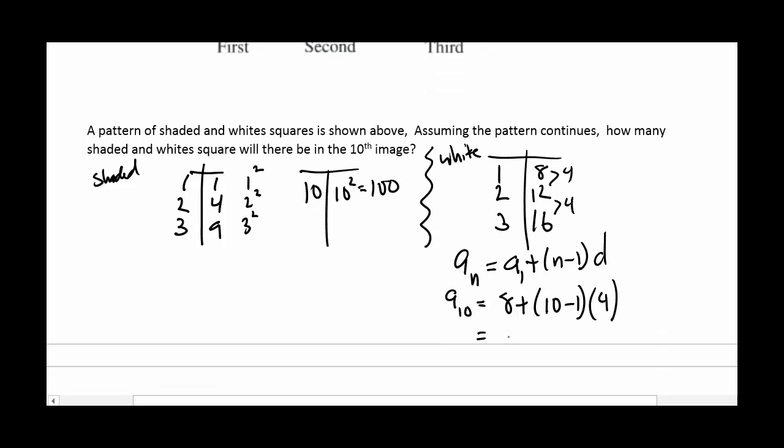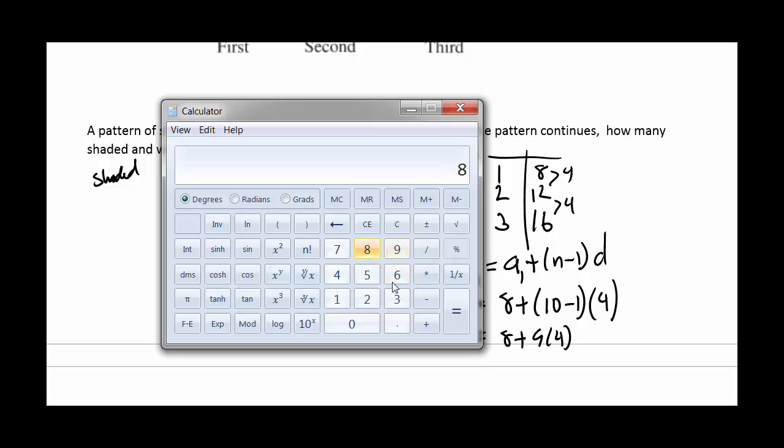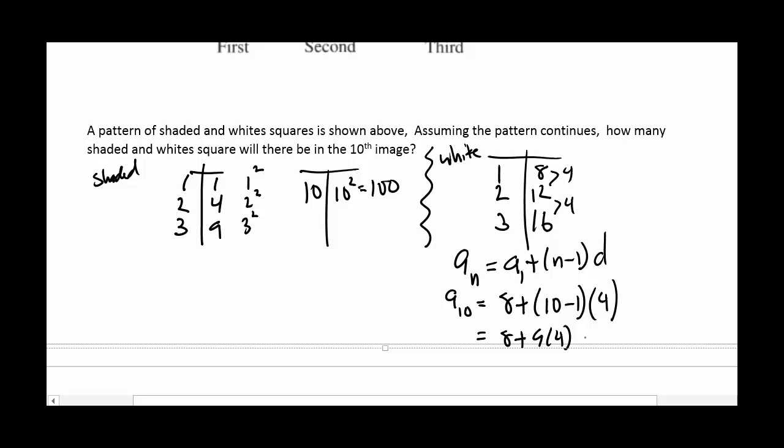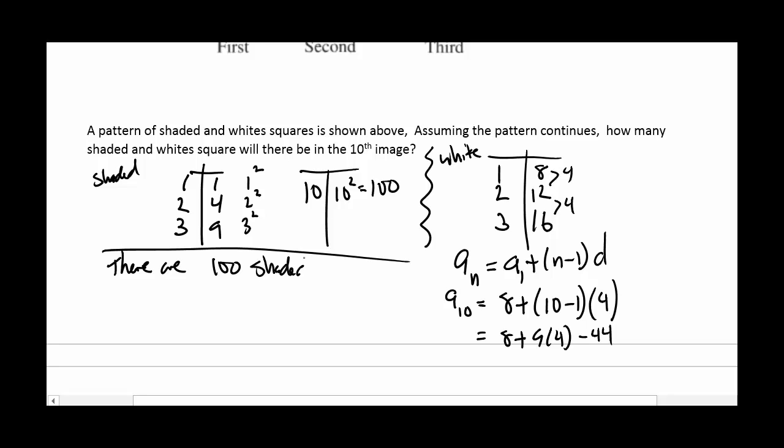Then I just want to work that out. So 8 plus 9 times 4, and that would be 8 plus 36. I can pull a calculator out for that. 8 plus 36 is 44. Okay, so 44. Let's sum up our answer here. There are 100 shaded squares and 44 white squares.